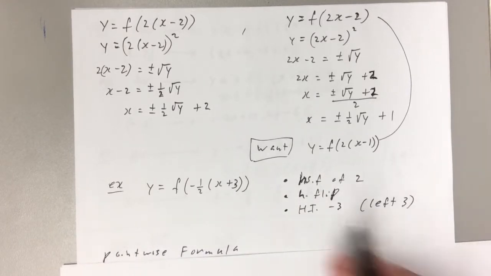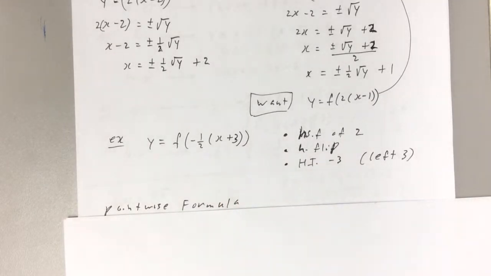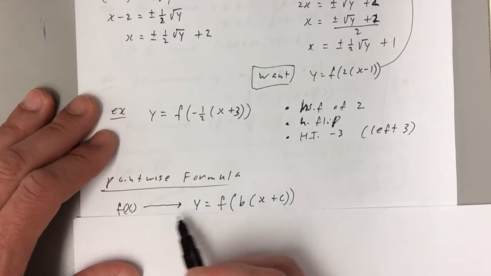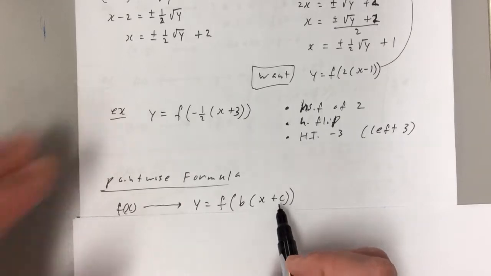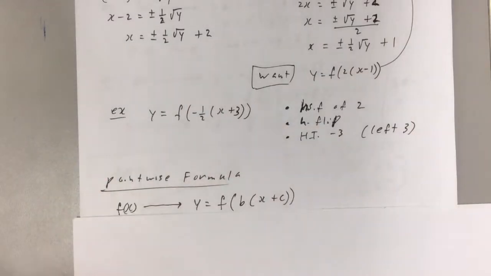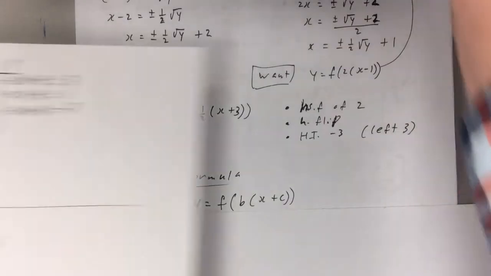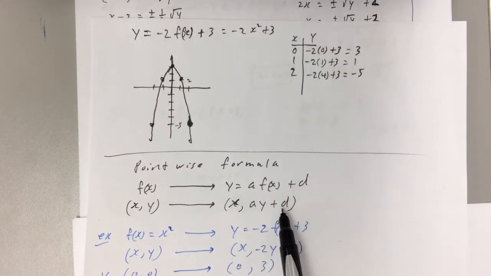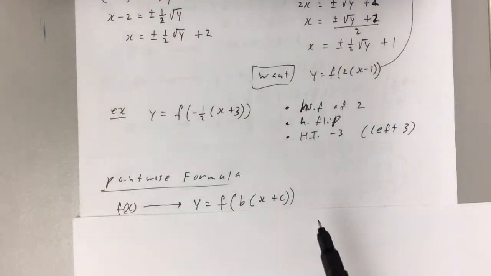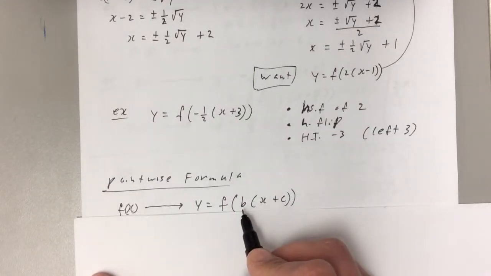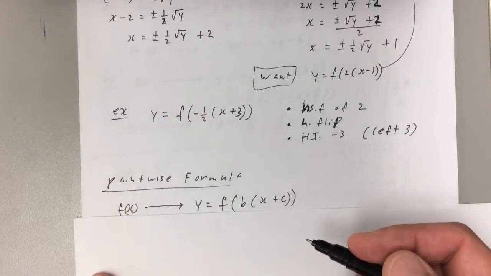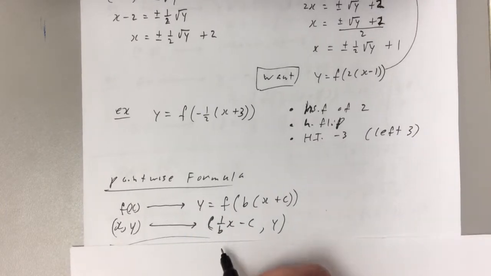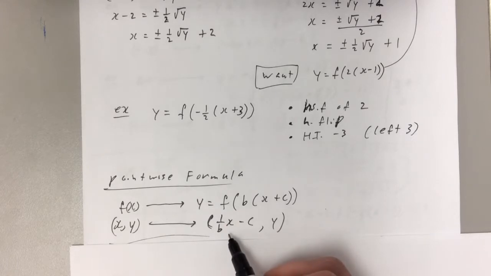Now, for a pointwise formula, like we looked at for the vertical stuff, if you go from f of x to y equals f of bx plus c, what we did before with the vertical stuff was we took the old y values, multiplied them by a, and added d. That was pretty self-explanatory. But this one, we're not taking the old x values and multiplying them by b. We're multiplying them by 1 over b. And then we're not adding c, we're subtracting c. So this is the pointwise formula you get for horizontal transformations.